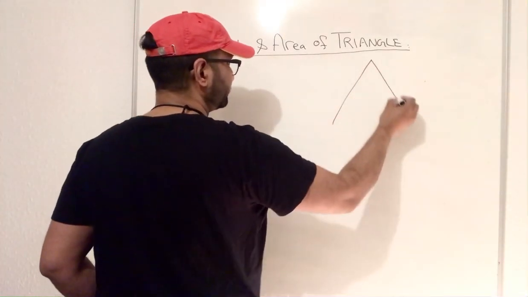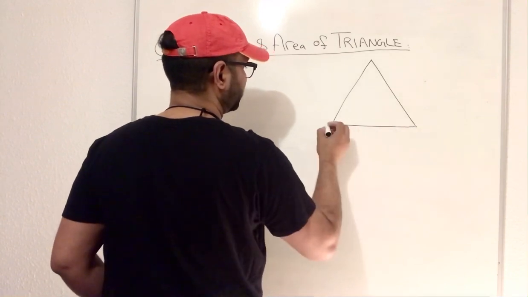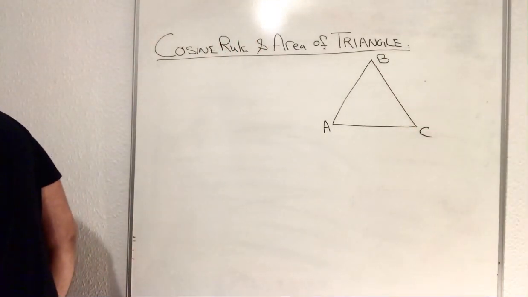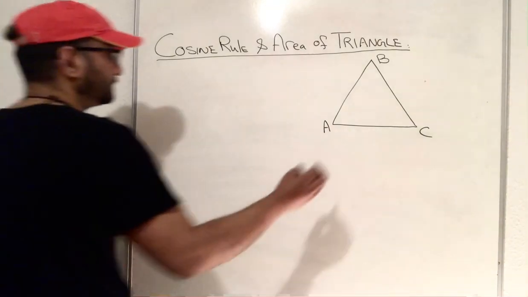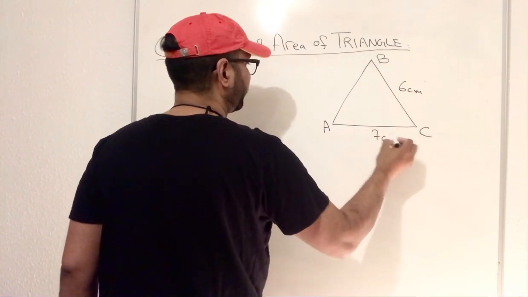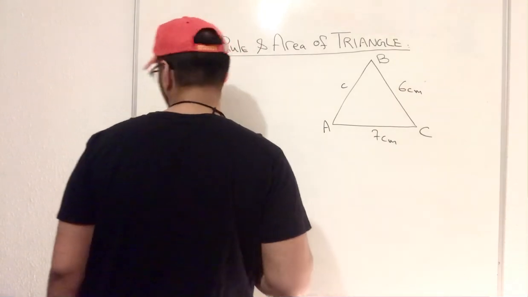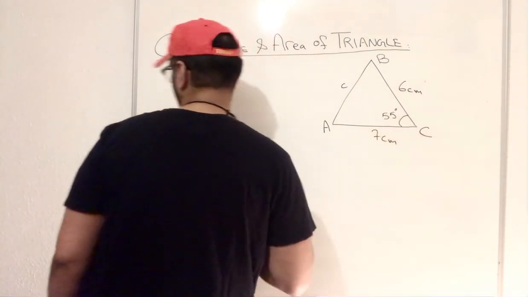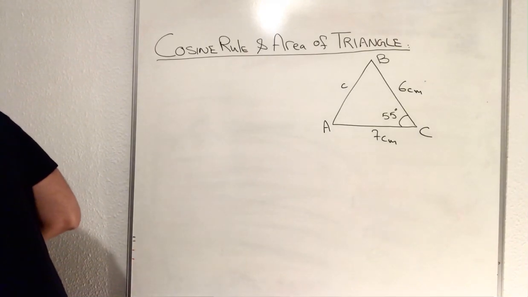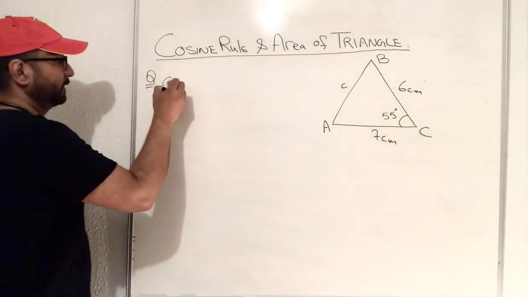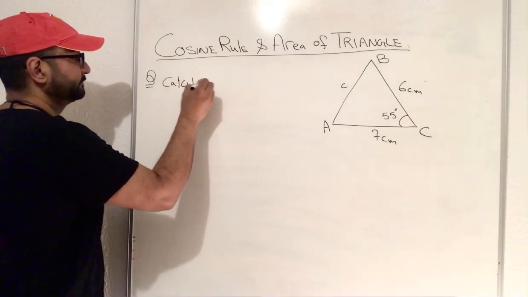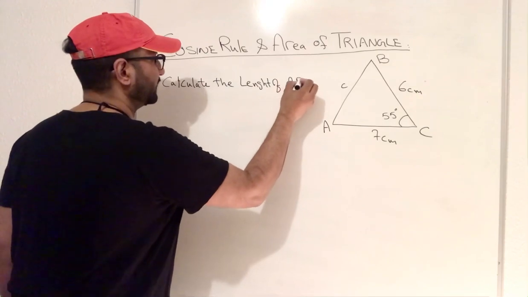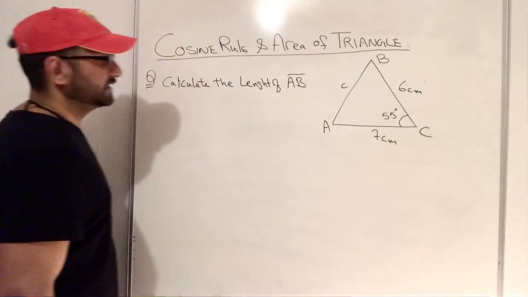This is a triangle. ABC is a triangle. This side is this, and angle C is given, 55 degrees. The question is, calculate the length of AB, which is side c. We need to find out that.